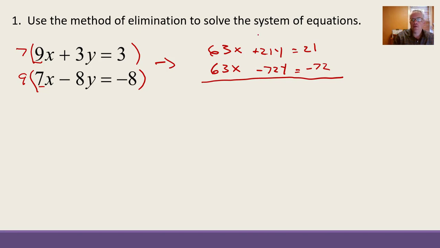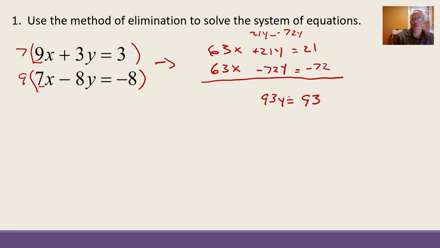We've got to be careful here. We're doing 21y minus a negative 72y. Subtracting a negative is the same as adding a positive. Alright, so when you do that, 21 minus a negative 72, you get 93y. And 21 minus a negative 72 is positive 93 again. So you've got to remember, we're subtracting the equations. Okay, now we solve for y.